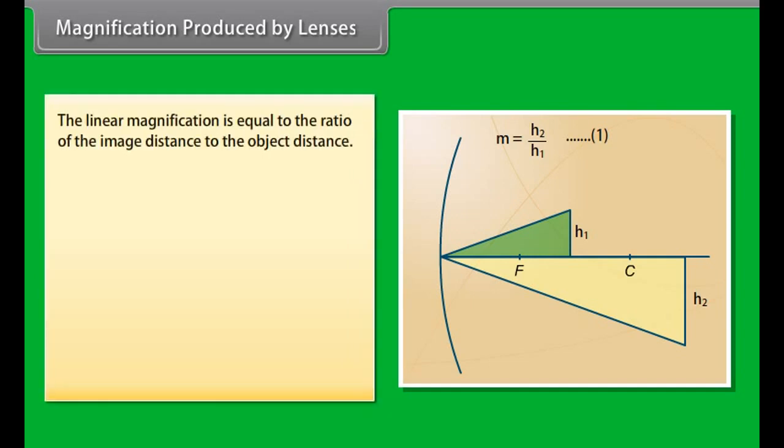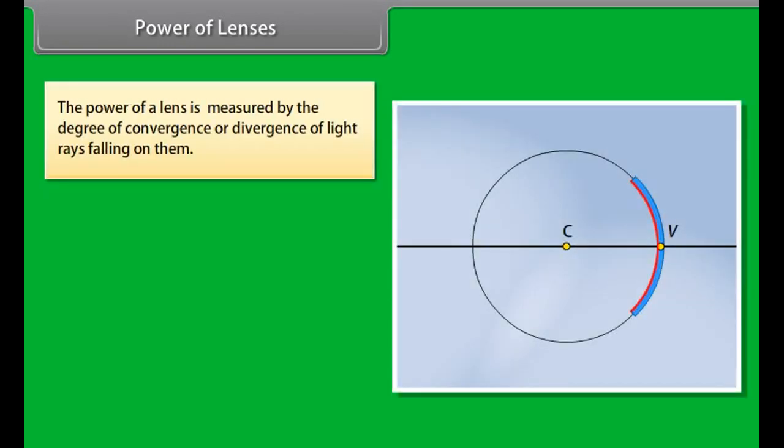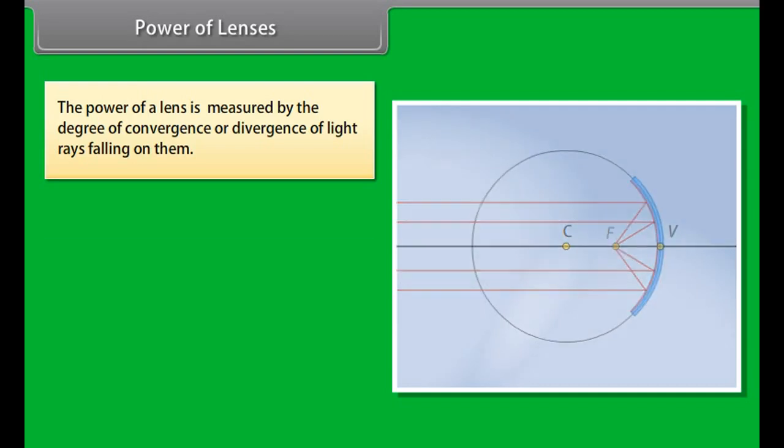The linear magnification is equal to the ratio of the image distance to the object distance. M is equal to v, image distance, upon u, object distance, which is equation 2. Equating equation 1 and 2, h2 upon h1 is equal to v upon u. Note: in mirrors linear magnification is M equal to minus v upon u, and for lenses it is M equal to v upon u.